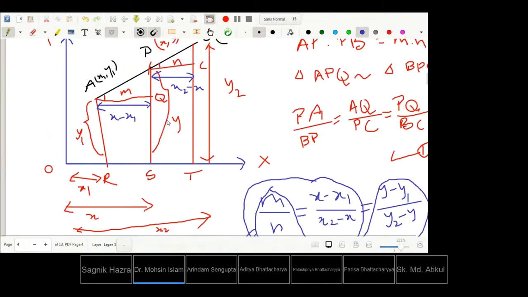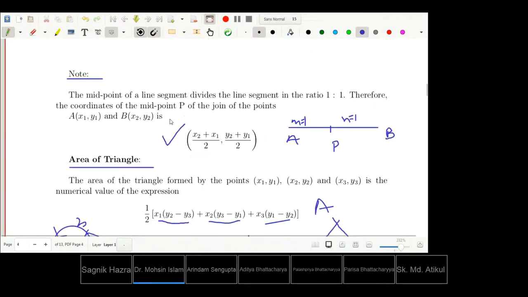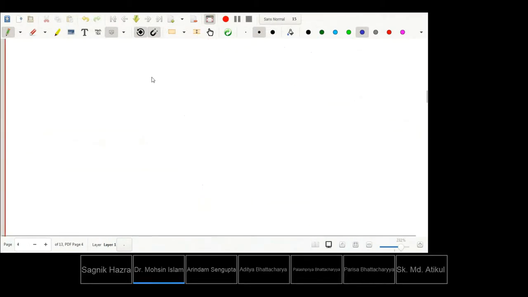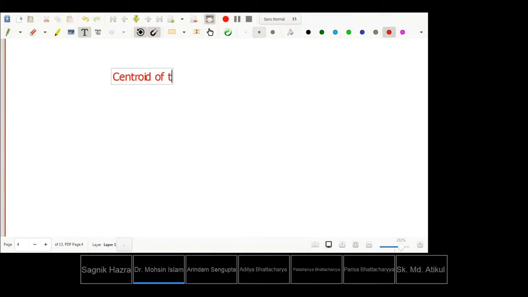Also we'll discuss, what is the centroid of the triangle? What is the centroid of the triangle? Okay, let me talk about the centroid of the triangle.